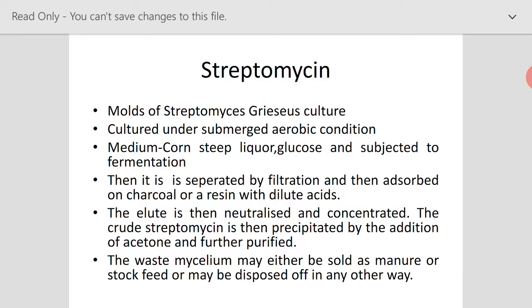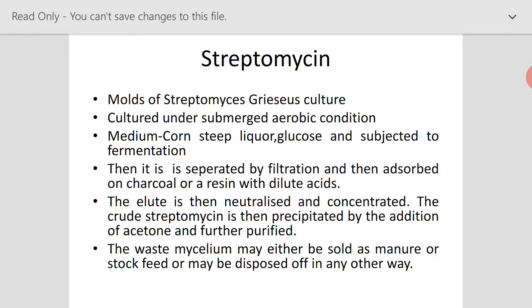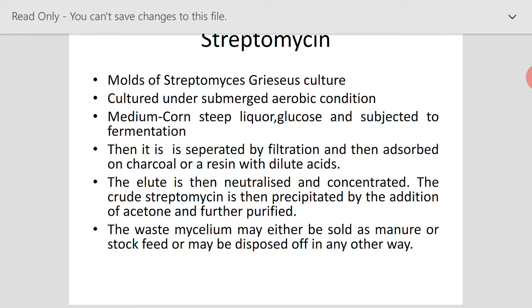Here also the conditions are the same: the culture is subjected to submerged aerobic condition, with a medium of corn steep liquor and glucose, and then it is subjected to fermentation. After that it is separated by filtration and then adsorbed on charcoal or a resin with dilute acids. The eluate formed is then neutralized and concentrated. The crude streptomycin is precipitated by the addition of acetone and then further purified.